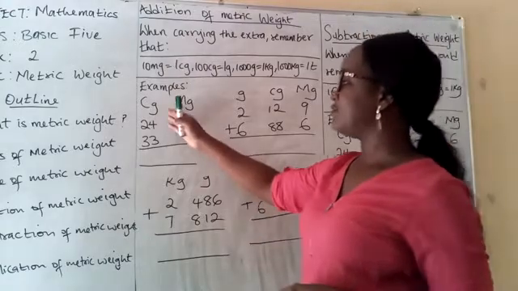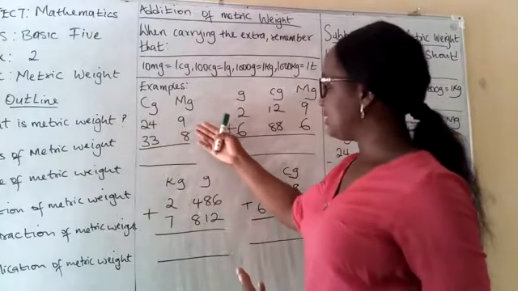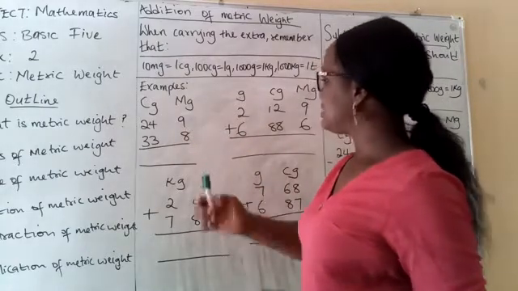So let us solve. Here we have centigram and what? Milligram. We have 9, 8, and then we start to solve.